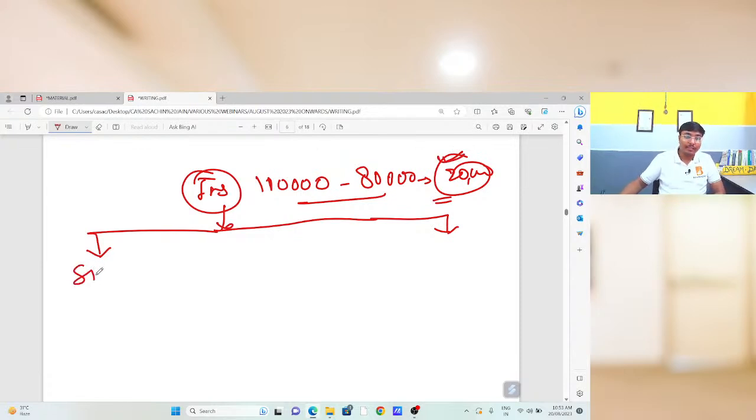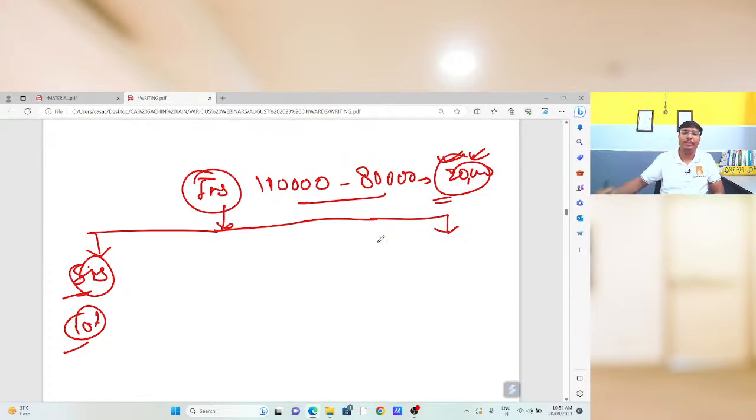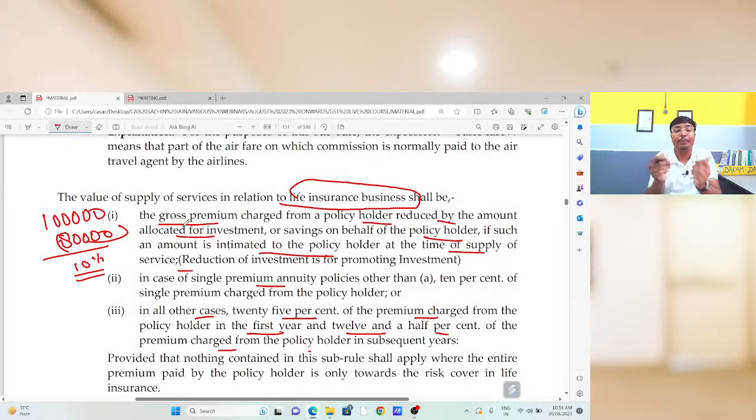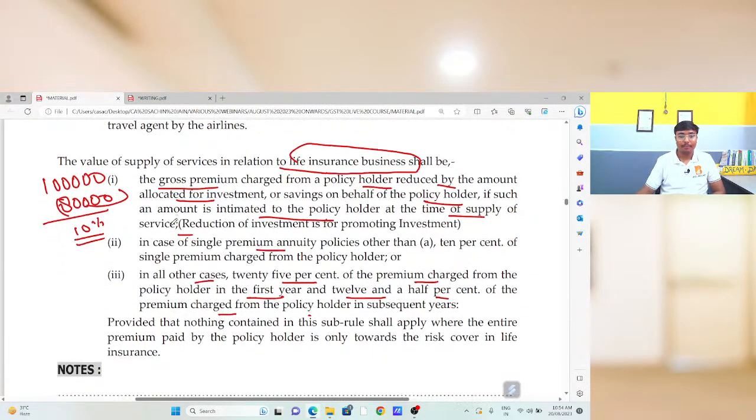Now, if this is a single annuity, that is, I need to make the payment of taxes for one time only, in that case 10% of the balance amount, that is 20,000, will be the value of supply. If this is not a single annuity, I need to make the payment of premium multiple times on a monthly basis or on an annual basis. In that case, for the first time, the first installment, I need to make the payment of 25%, and for the second time I need to make the payment at the rate of 12.5%. This is my value of supply, and on this value I need to make the payment of taxes. Okay.